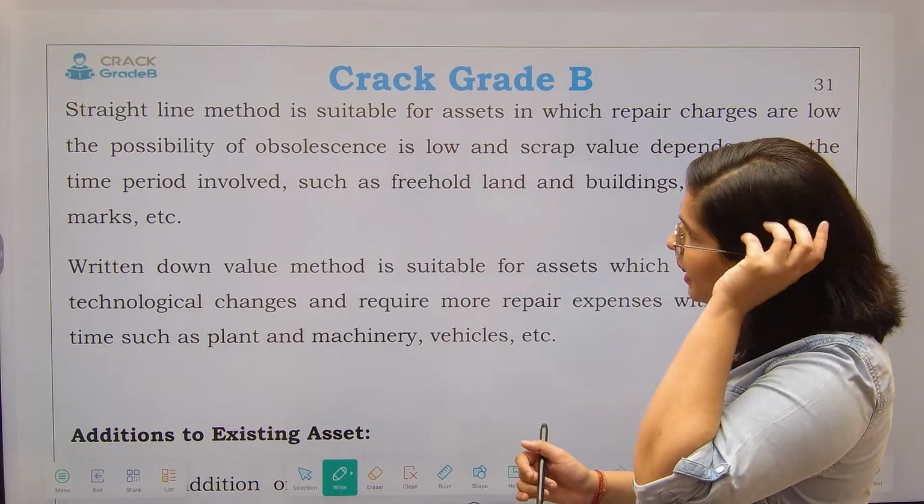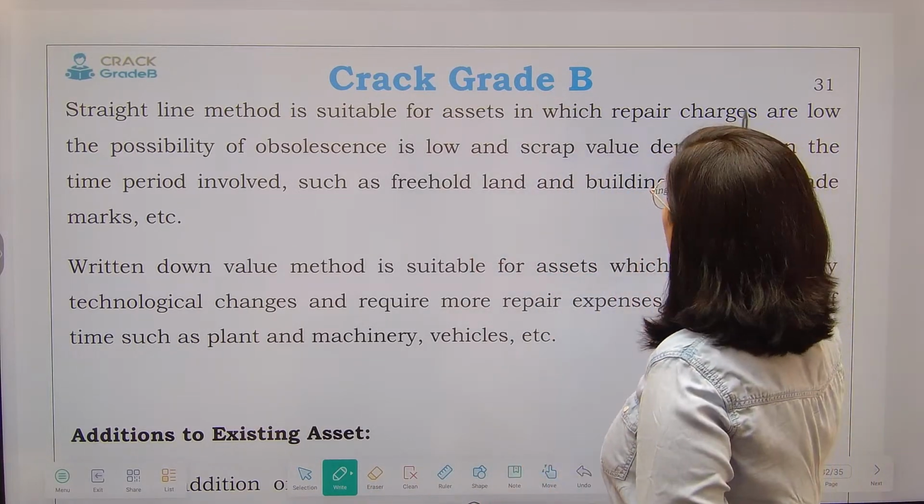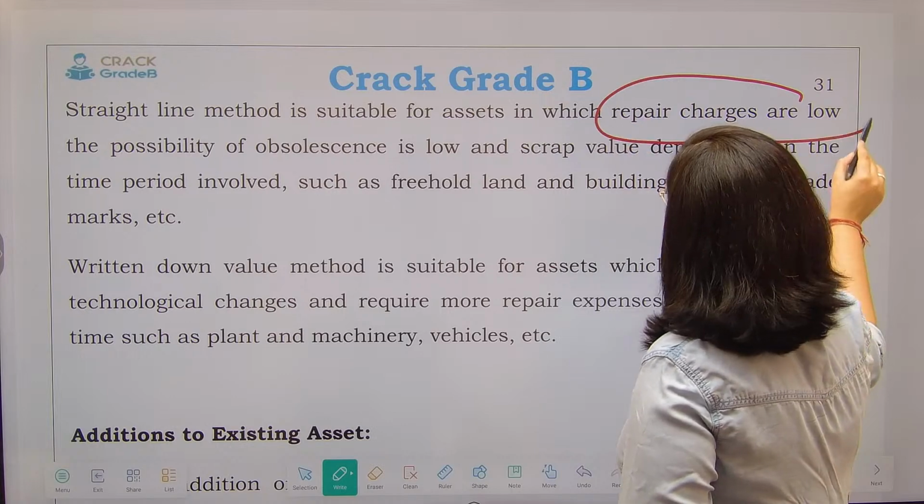So under this they are saying that the straight line method is suitable for assets in which repair charges are low.